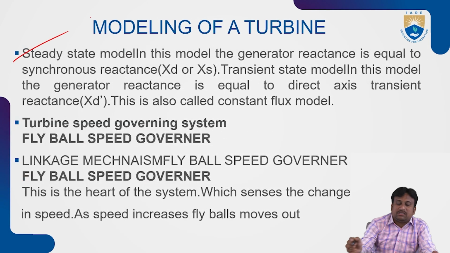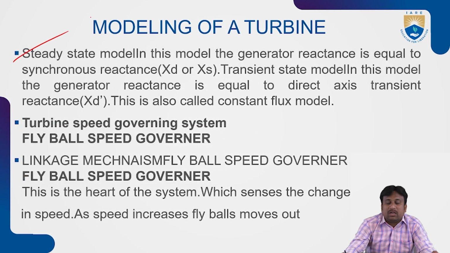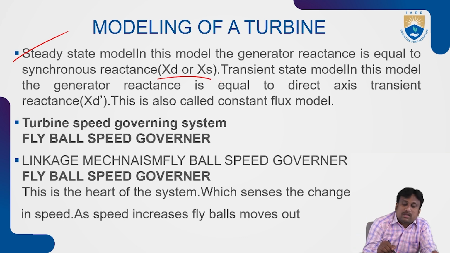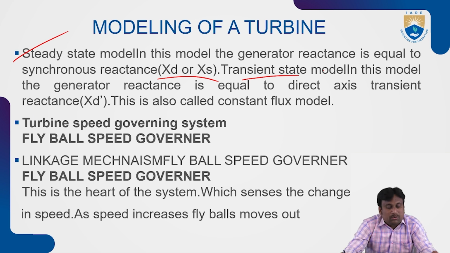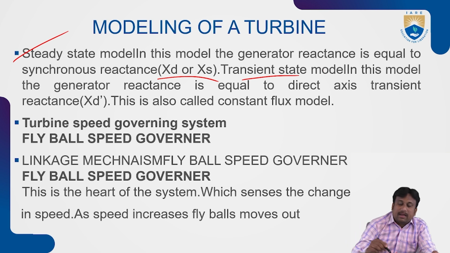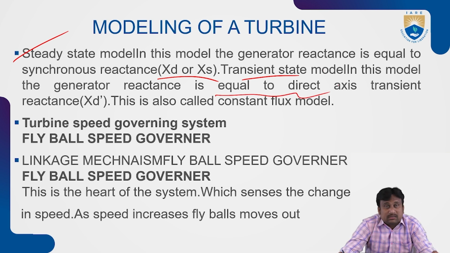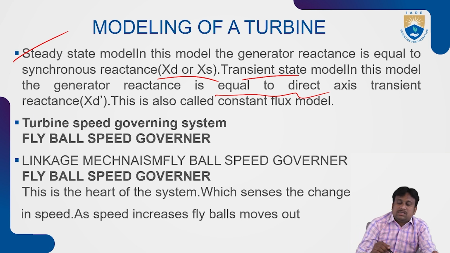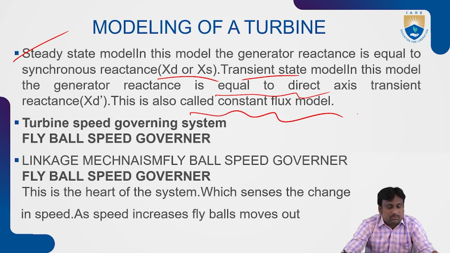Under the steady state modeling case, the generator reactance is equal to the synchronous reactance, that is XD or XS. In transient state modeling of the generator, the reactance is equal to the direct axis transient reactance. So this is also called the constant flux model.